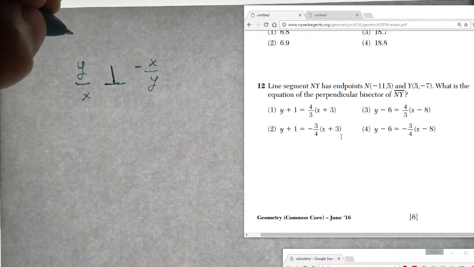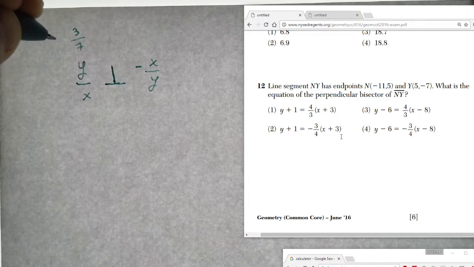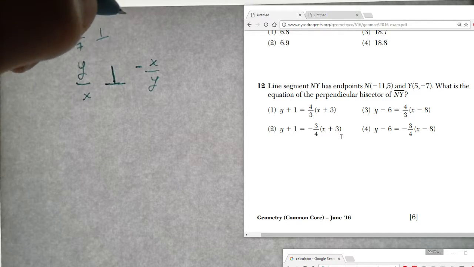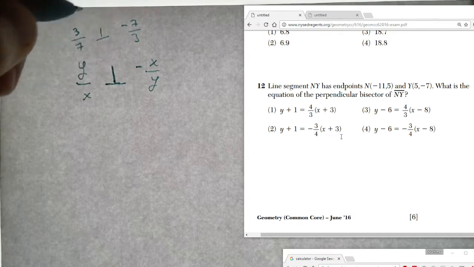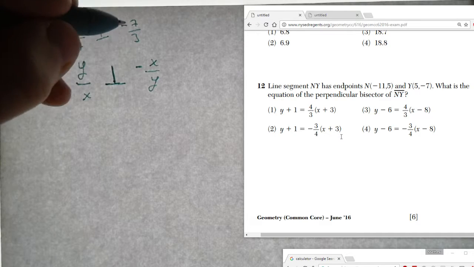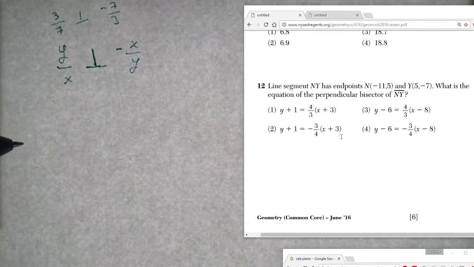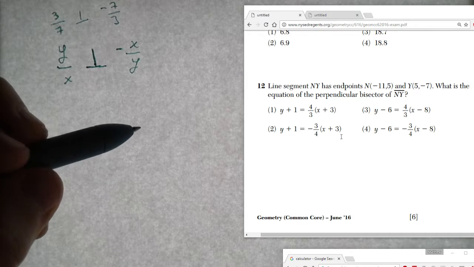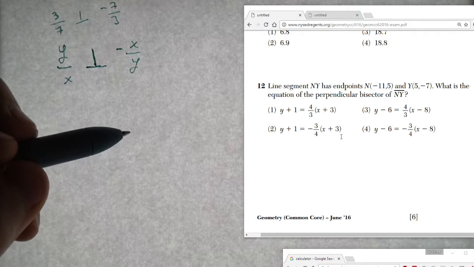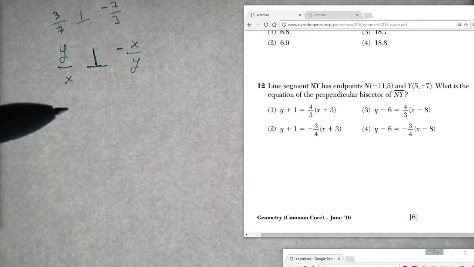For example, if my slope was 3/7, then perpendicular to that would be -7/3. I flip the top and the bottom and change the sign. So the first thing I need to do here is find the slope for my line segment NY.